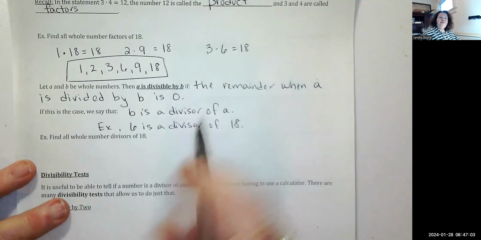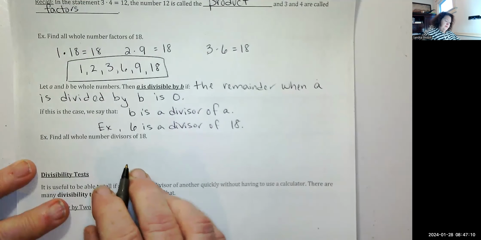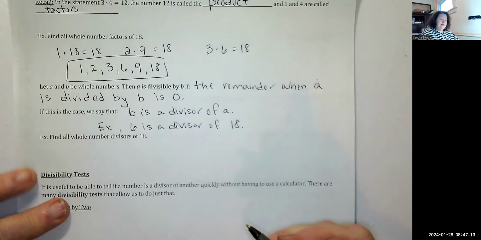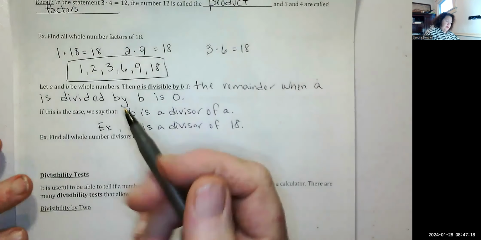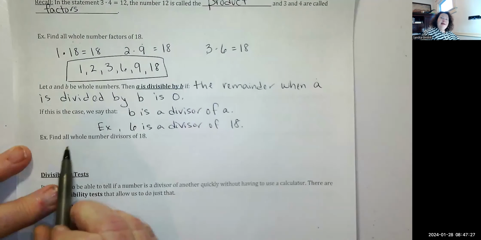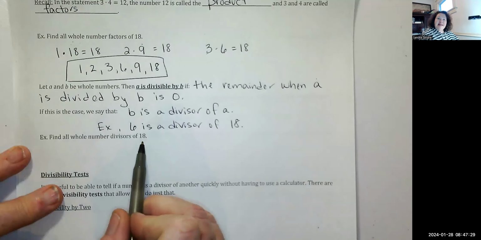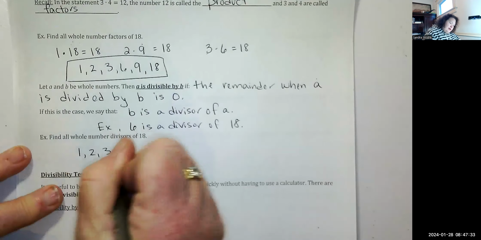Find all whole number divisors of 18. We already did this. Another way to think about it is, what two numbers can you multiply together to give you 18? It's the same thing. So the whole number factors of 18 are the same thing as the whole number divisors of 18. They are both the same: 1, 2, 3, 6, 9, and 18.